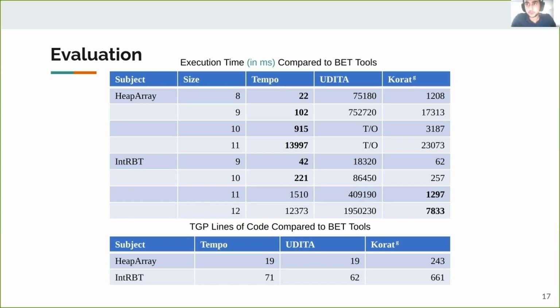By examining the test generation program used in CoreAtG, we notice that the total number of candidate test inputs explored by CoreAtG is smaller than tempo. So CoreAtG has less work to do and will finish faster. However, this comes at a trade-off. By looking at the second table, which compares the lines of code in the test generation programs, we notice that the hybrid style, which is used in tempo and UDITA, is much more concise than the pure declarative style used in CoreAtG. So, in summary, tempo is on par with other existing BET tools and is faster in most cases.